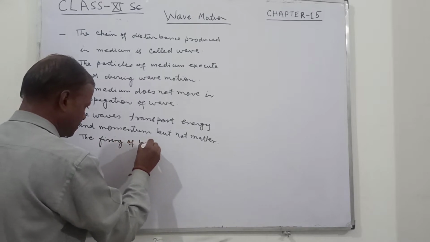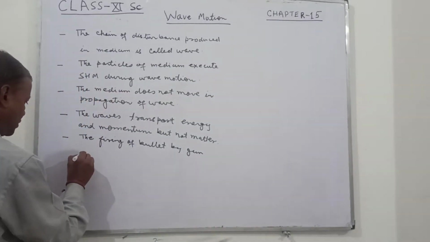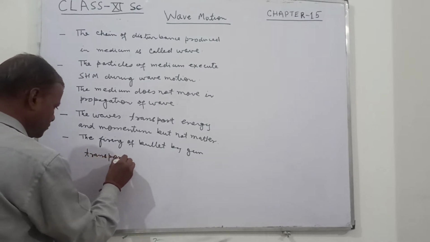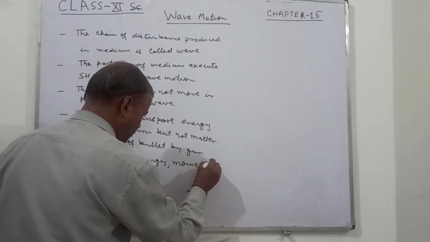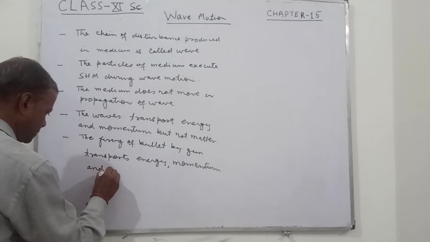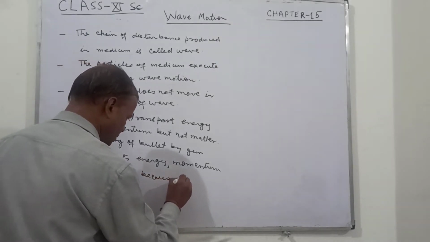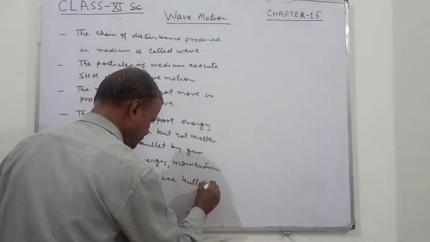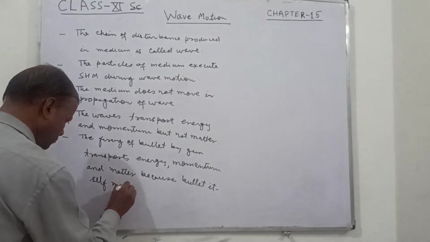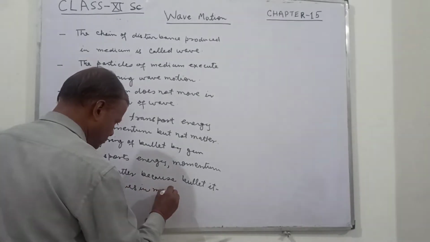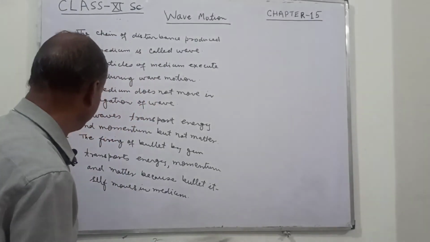The firing of bullets by a gun transports energy, momentum, and matter, because the bullet itself moves in the medium. So the medium is not transported, but only the matter, that is the bullet, is transported. So this is the difference between these.